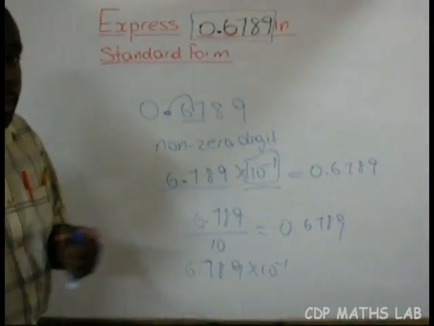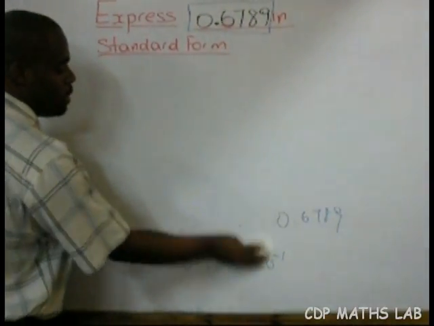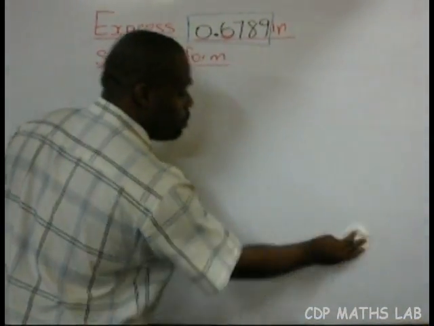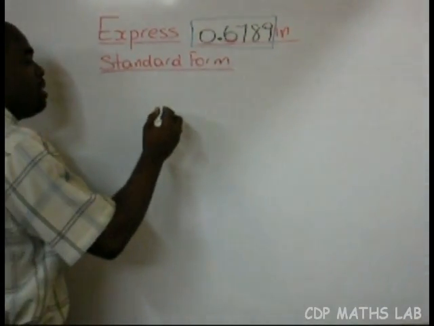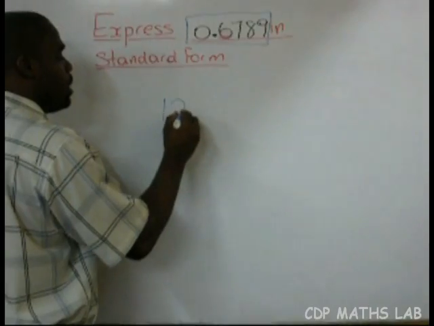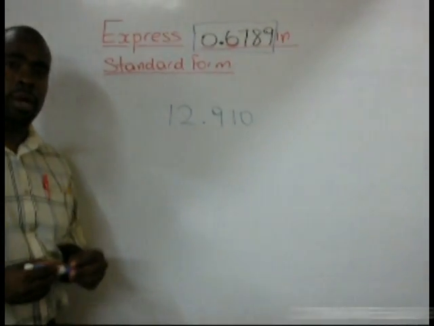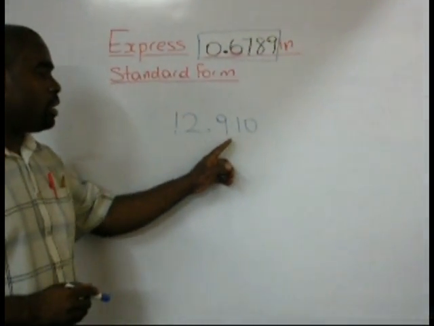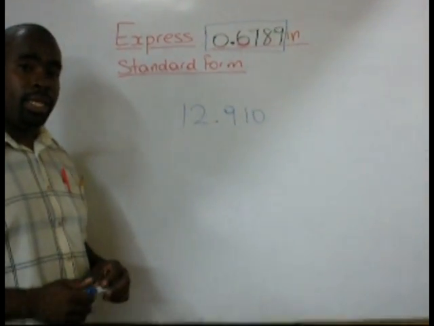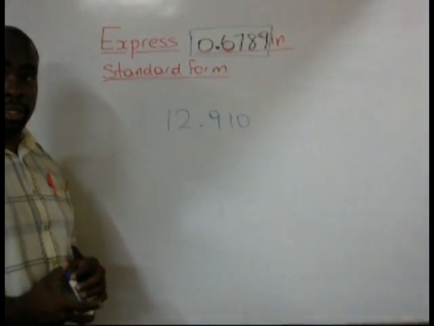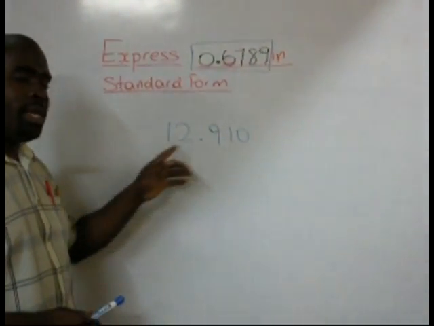Now you might be wondering something. You might be asking a what if question, and because I know you're asking a what if question, I'm going to answer it for you right now. You might be asking, sir, what if it had 12.910? Well, let me ask you a question. Is 12.910 greater than 10? Yes, it is. Good. So we have to make it less than 10.